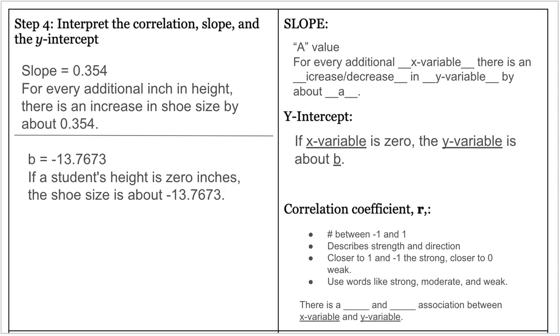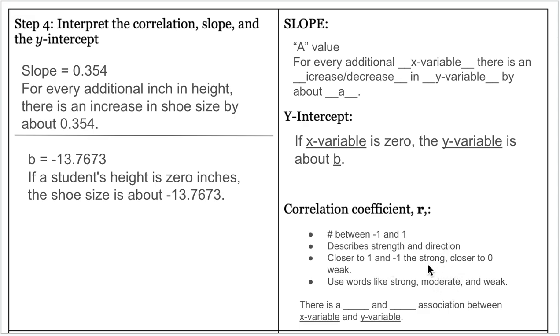The closer to 1 and -1, the stronger the correlation or association is. The closer to 0, the weaker. It's going to help us explain not just strength, but direction. So obviously the positive versus negative is going to be the positive versus negative direction. And we like to use words like strong, moderate, or weak.